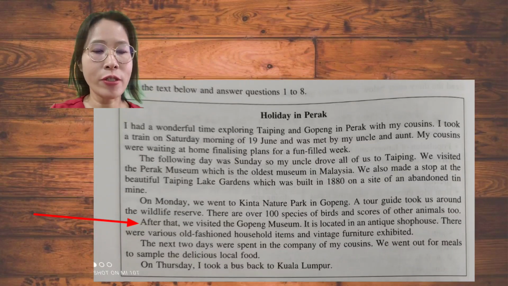The next 2 days were spent in the company of my cousins. We went out for meals to sample the delicious local food. On Thursday, I took a bus back to Kuala Lumpur. It's very obvious. There's the answer for number 3 and number 4.